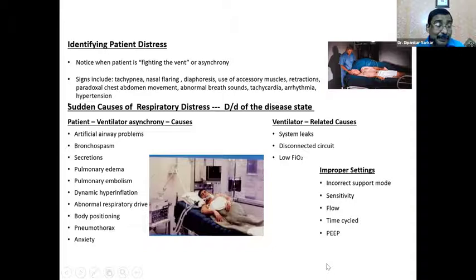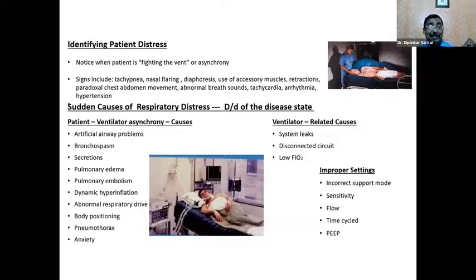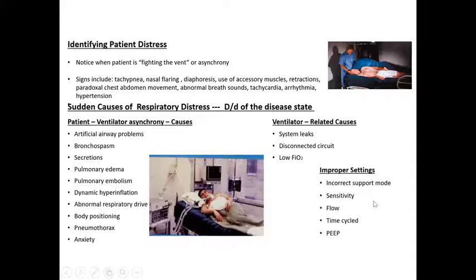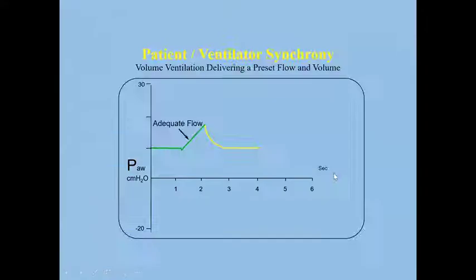DVT prophylaxis is in place, the doctor may search for a pulmonary embolism or dynamic hyperinflation. And due to abnormal body positioning, the patient may fight with the ventilator. Pneumothorax, and not to forget the anxiety state. Now, what are the ventilator-related issues which can cause this? Systemic leak, low FiO2, disconnected circuit. Now, the setting will always be checked by the medical team. You just check whether the same setting exists or it has been changed by somebody.